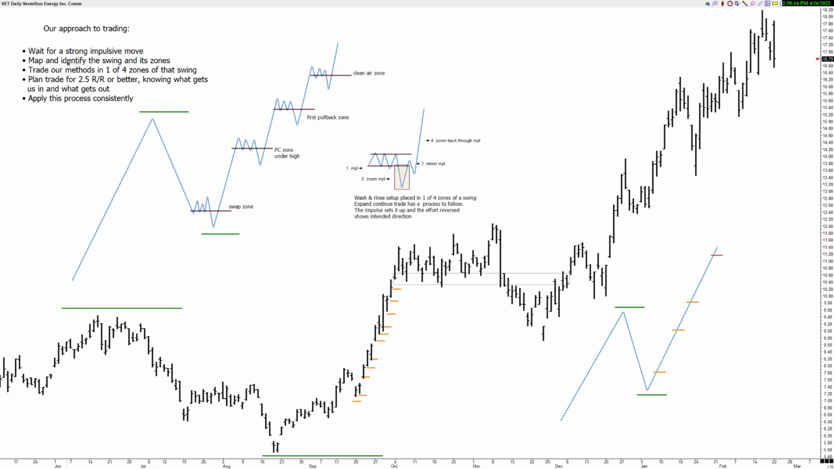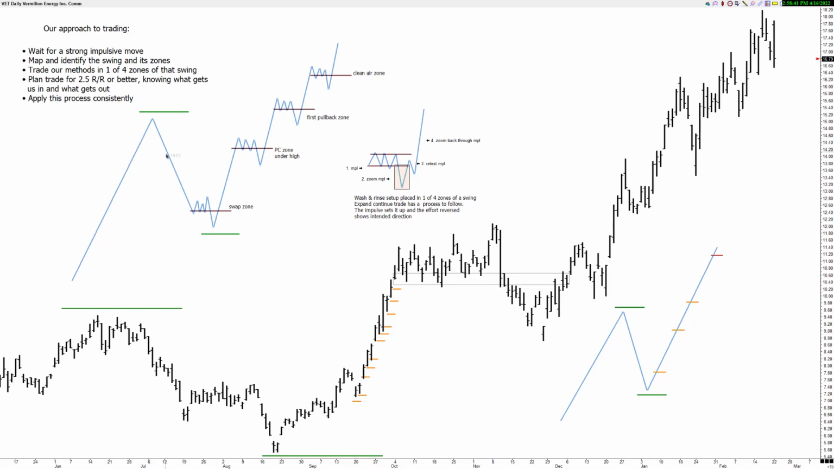Okay, so this is the basis of a method here. We wait for it to show us it's going somewhere. Then we map and identify the swing and its zones. So we map a swing. We identify the zones. Each one of these zones will have its own particular tendencies, and we understand that within this framework.